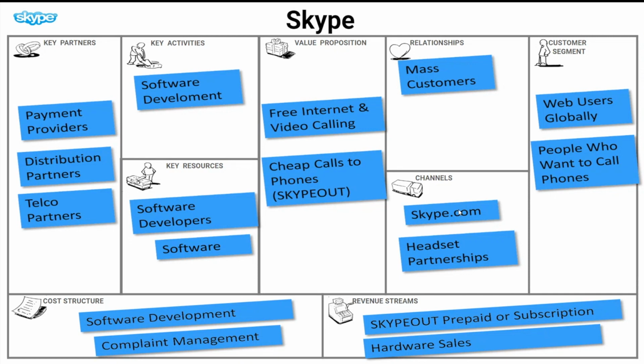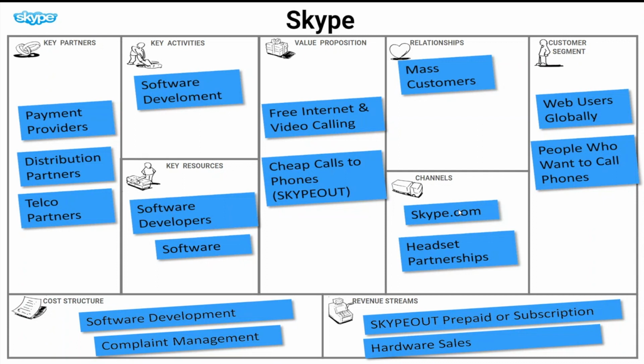What are my revenue streams? My revenue streams are Skype Out prepaid or subscription. Either we put a balance in Skype and utilize that balance completely, or we subscribe. For example, if I want to talk for 50 hours I pay, say, $3 a month. So that's prepaid payment or subscription payment. And hardware sales is for them to sell hardware through which a Skype subscription is available on the headset.